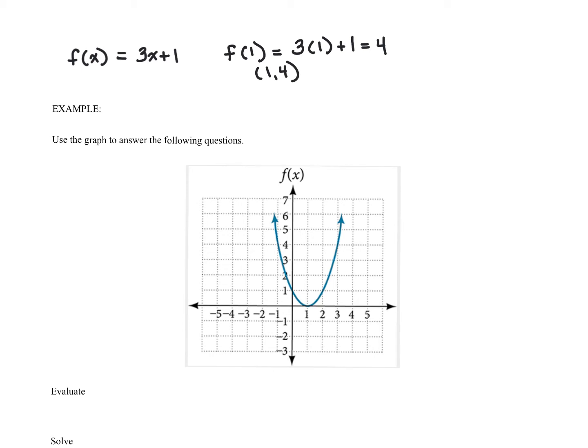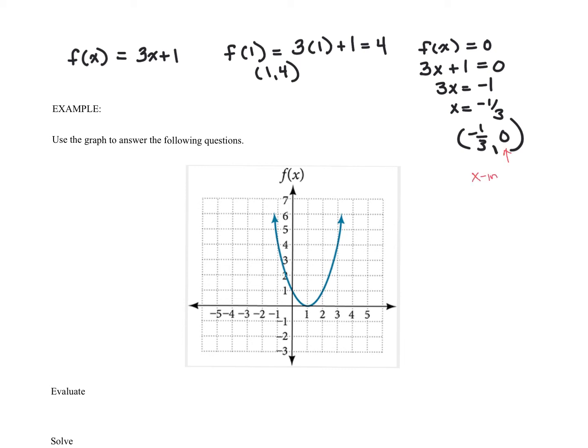We also talked about solving f of x equals 0. So 3x plus 1 equals 0. 3x equals negative 1, or x is negative 1/3, which tells us at negative 1/3 we'll get a value of 0. Now remember, if your y value is 0, then this is called the x-intercept. So if we want to find the x-intercept, we're going to let f of x equal 0. That's like saying y equals 0.